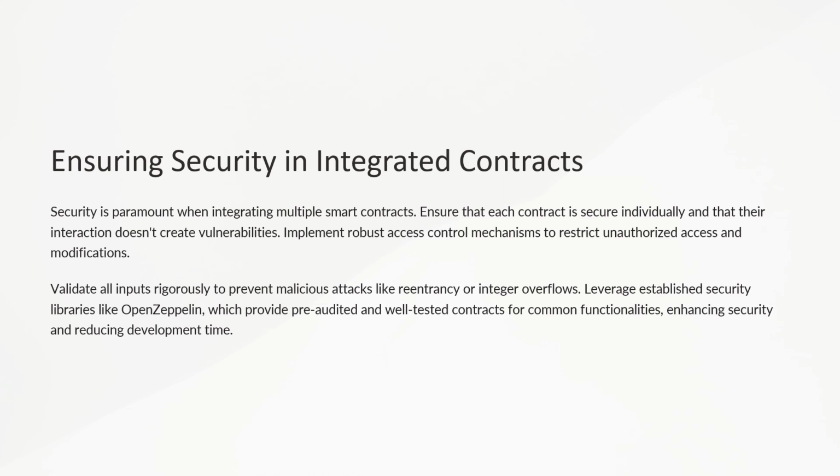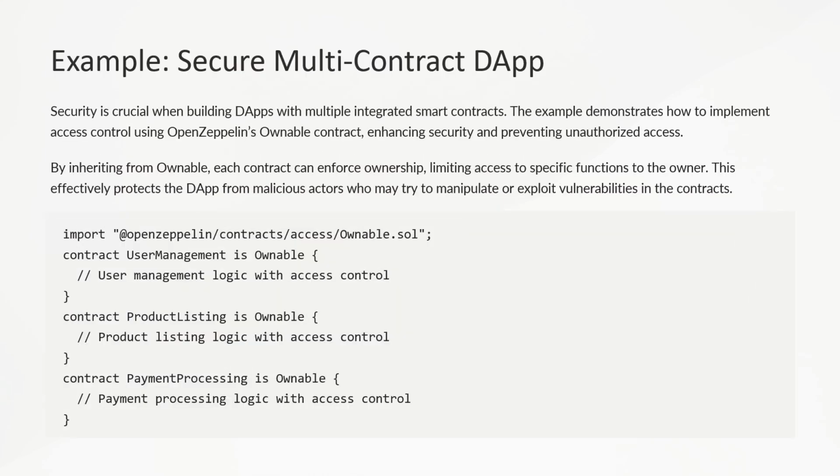Leverage established security libraries like OpenZeppelin, which provide pre-audited and well-tested contracts for common functionalities, enhancing security and reducing development time. Let us now look into an example of a secure multi-contract DApp through this example code snippet.